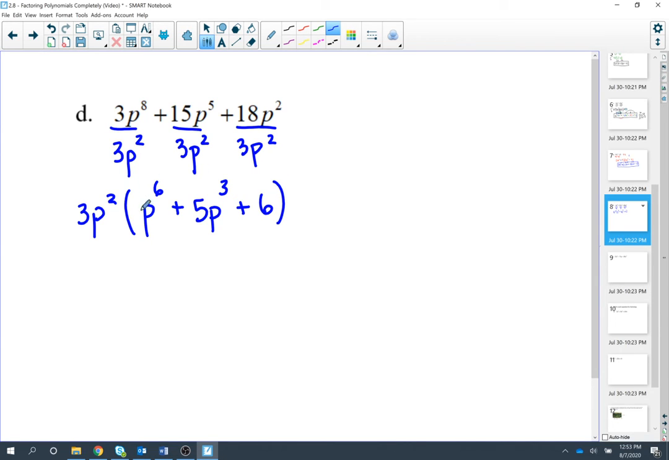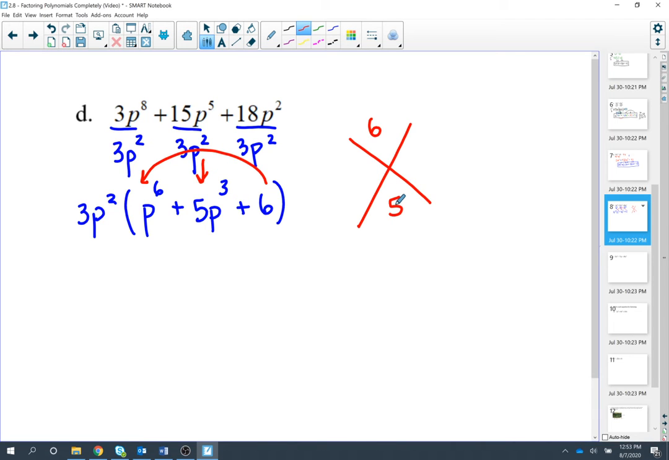Now I'm looking at this thing inside. That is a really weird looking thing. We have not seen that, but it's a trinomial, and we know how to do trinomials, so we're going to try. Multiply your last number by your first number. 6 times 1 is 6. Add to your middle number, 5.